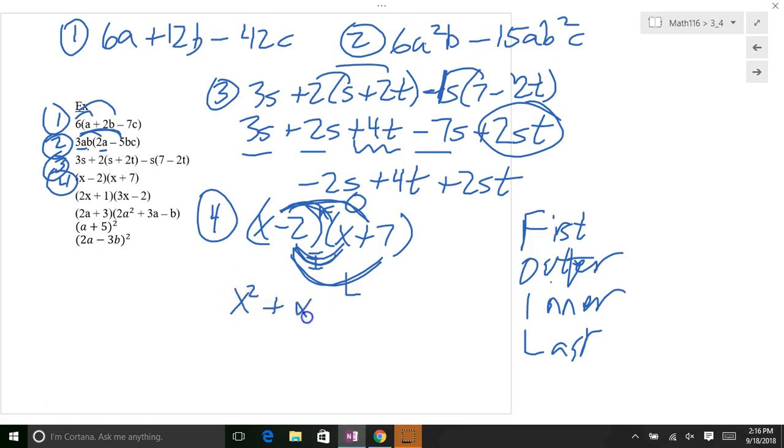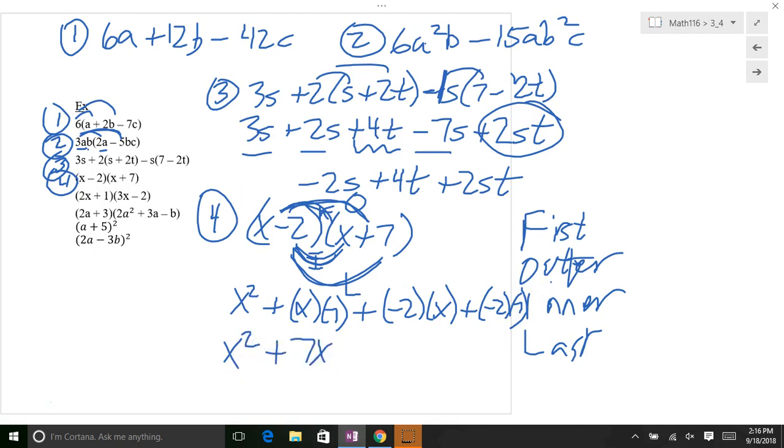Now we've got the x times the 7. And then we've got the negative 2 times the x. And then we've got negative 2 times the 7. So we've got x squared plus 7x, and then a minus 2x, and then a minus 14, and then combine your like terms there. x squared plus 5x minus 14.